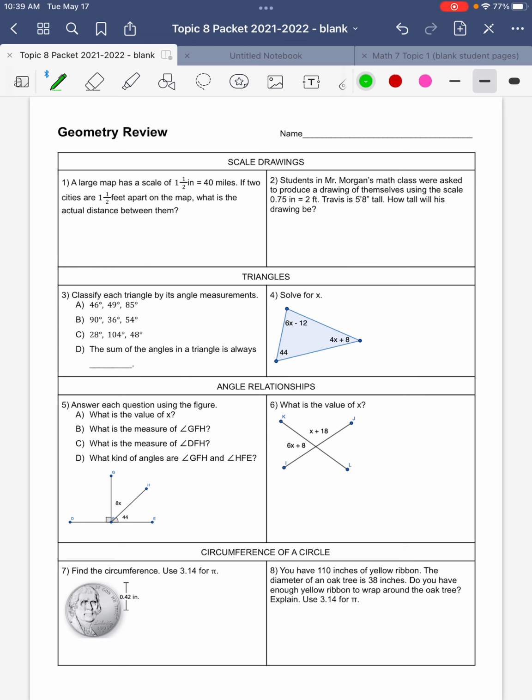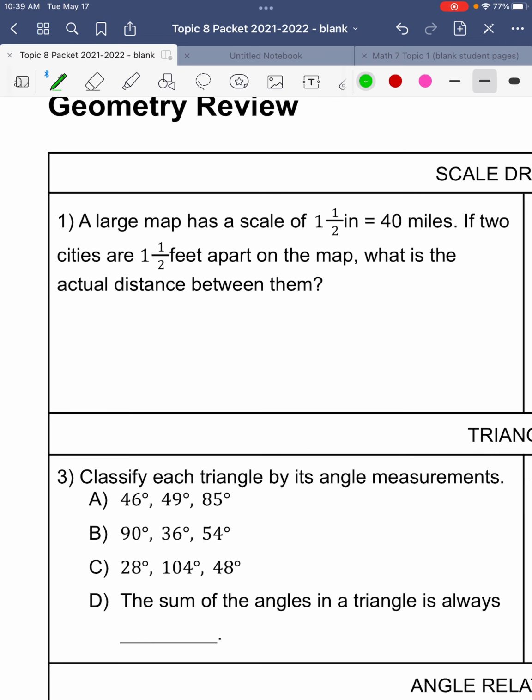Our first topic is scale drawings. We solve these by setting up and solving a proportion. And remember, a proportion is two fractions that equal each other that we solve by cross multiplying. So number one says a large map has a scale of 1.5 inches equals 40 miles. If two cities are 1.5 feet apart on the map, what is the actual distance between them?